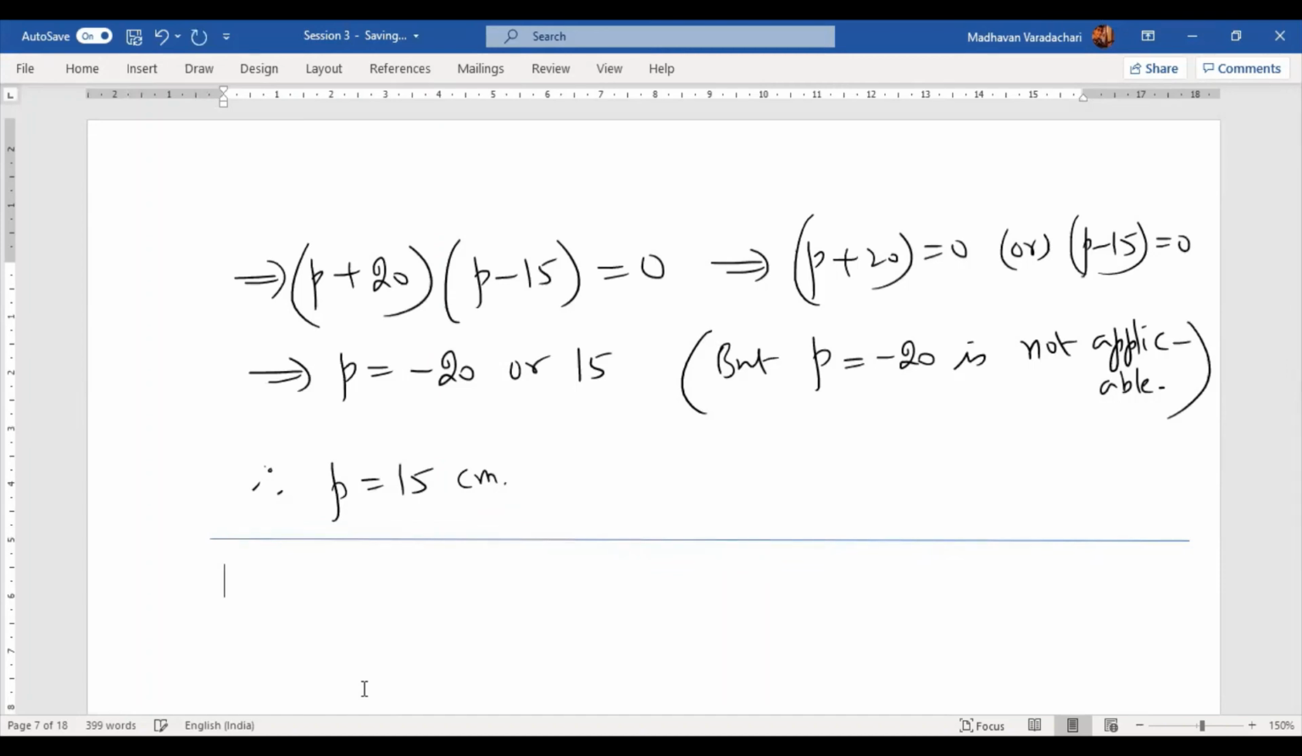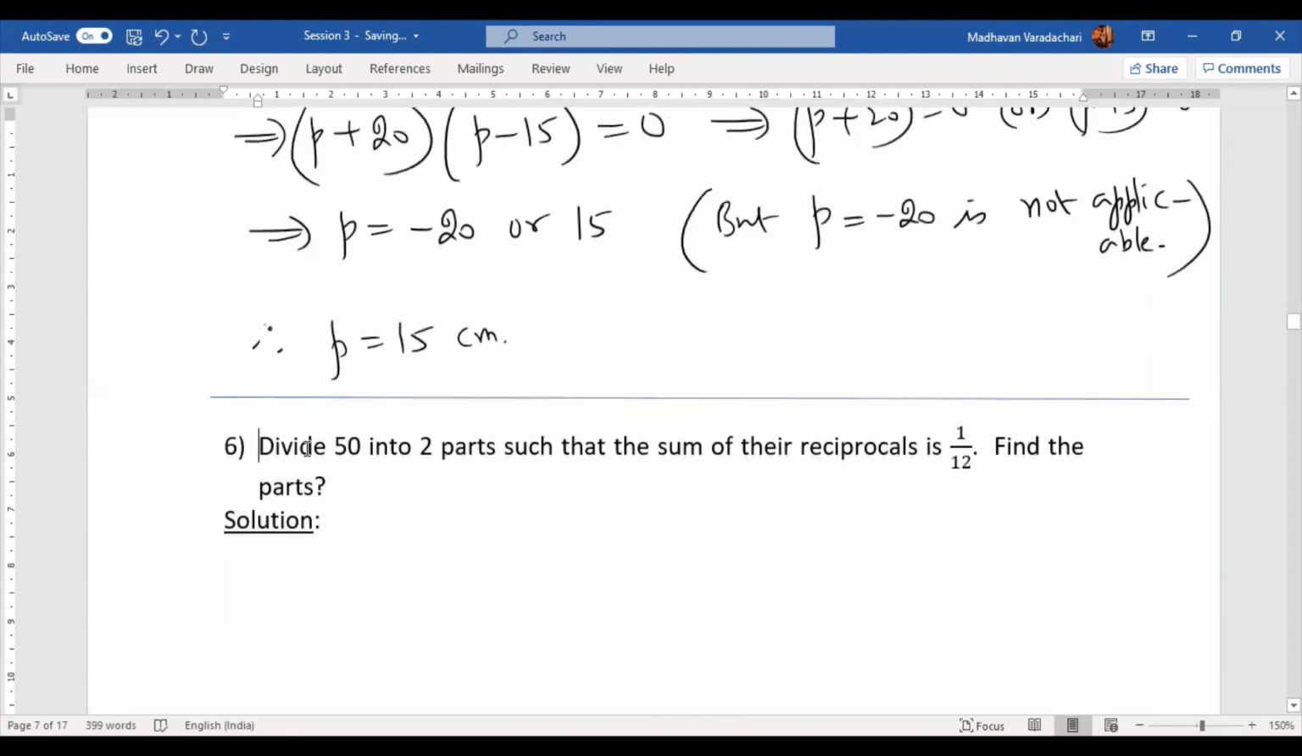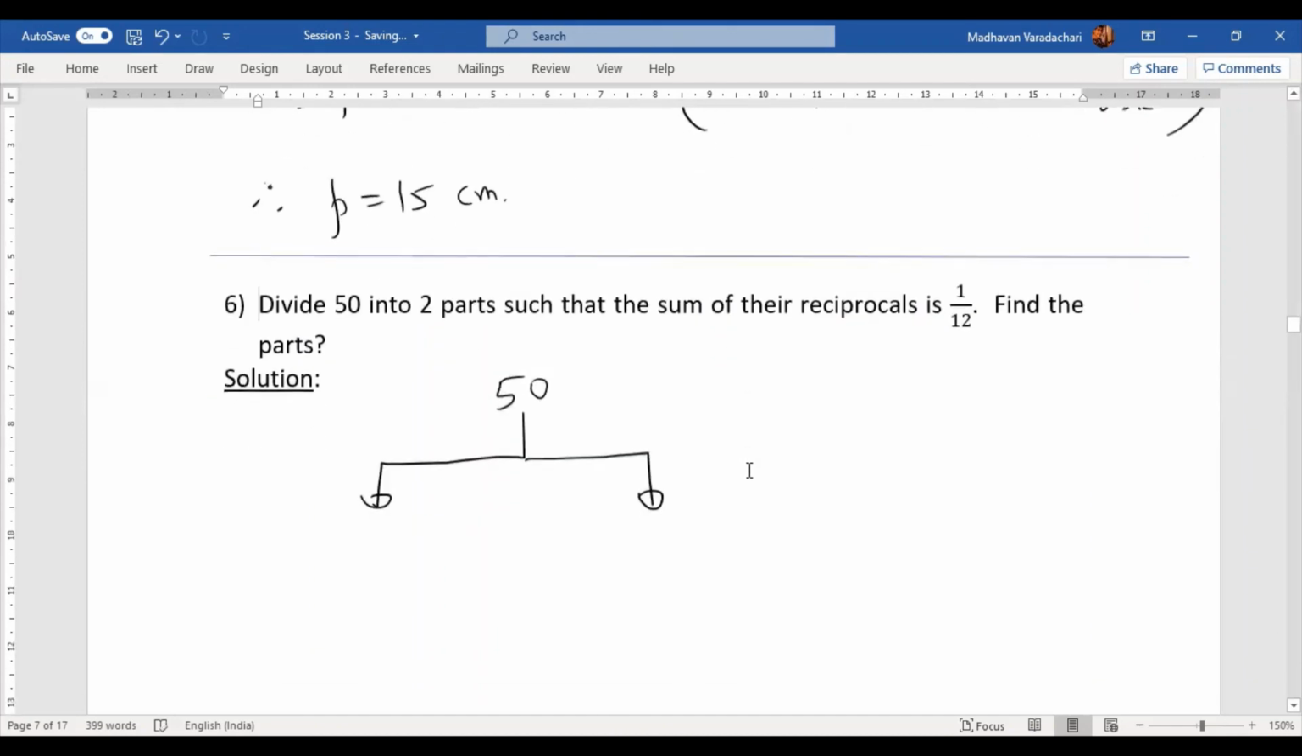Let me move on to the next question. Question says, divide 50 into two parts such that the sum of the reciprocals is 1 by 12. Find the parts. Means question says, dividing 50 into two parts. If I consider the first part as x, then the other part should be 50 minus x, because if I add these two, I should get 50. So one part, if it is x, other part should be 50 minus x.